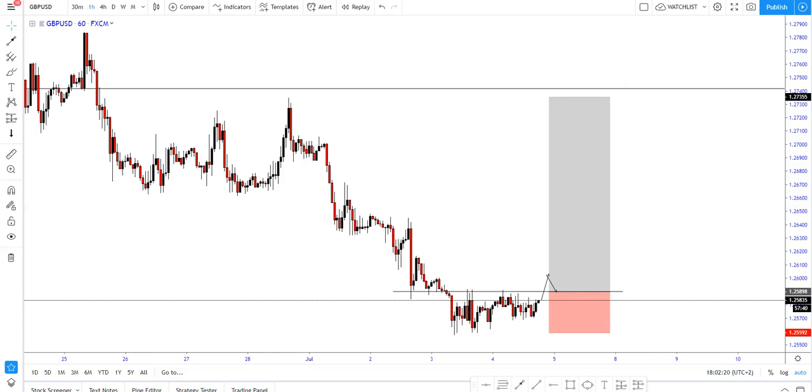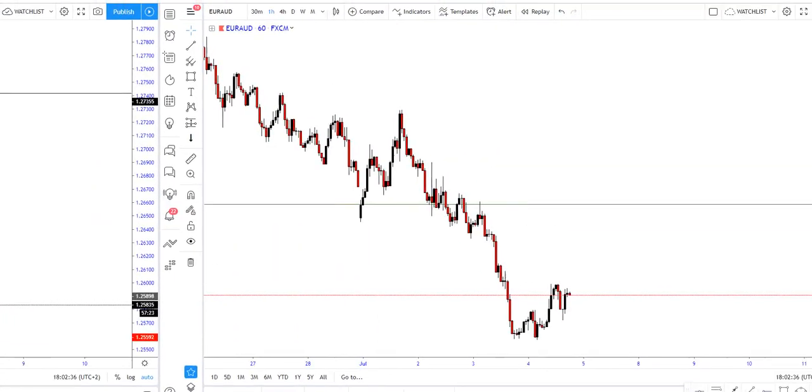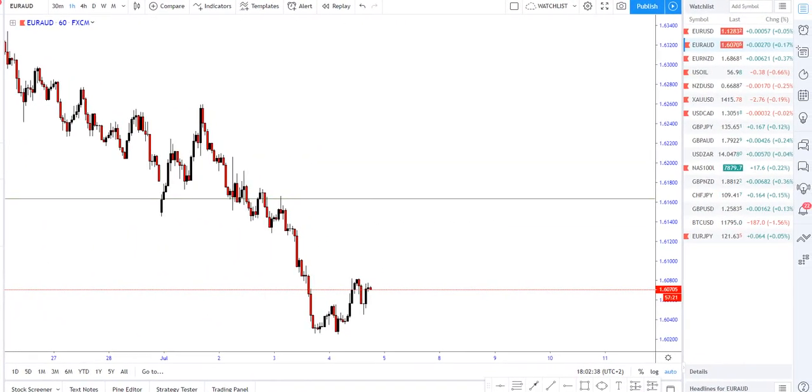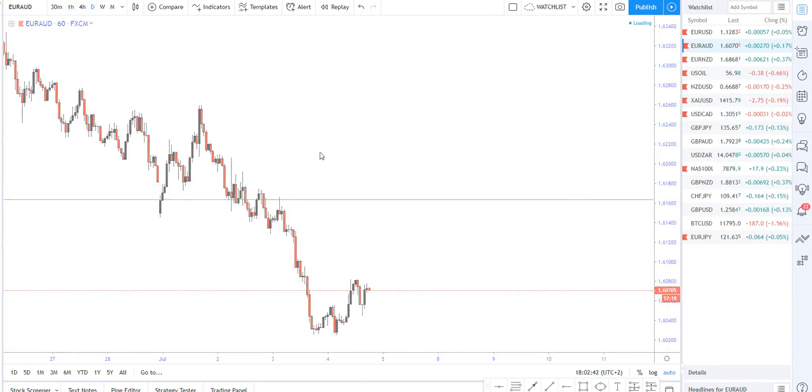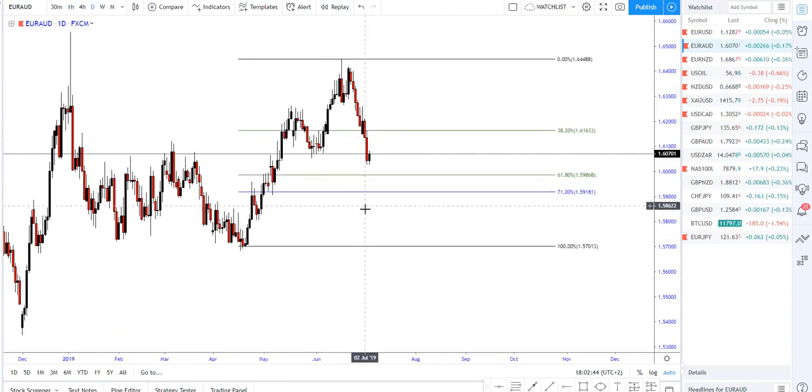Now let me just get another pair over here. Let me use Euro AUD. Okay, so Euro AUD is a perfect example. You can't see it now. I'll move the screen to it in a second. Okay, cool. So here's Euro AUD. There we go. So we're on the 1 hour time frame. Go up to the daily. You'll see we stuck somewhere between a 50 and a 61.